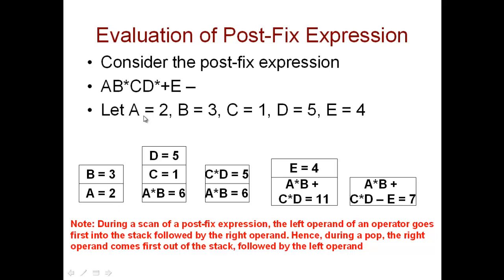Then you encounter C, so push it because it's an operand. D is also an operand, push it. Then you encounter a star, so you need to pop the stack twice. The first time you pop, you get D, which is the right operand, and the second time you pop, you get C, which is the left operand. So do the math, C star D, and push the result back to the stack.